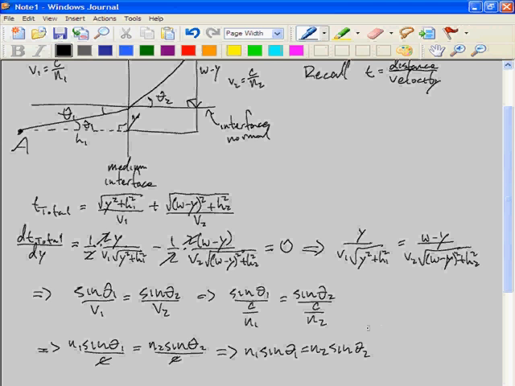And there we have it. Snell's law derived from Fermat's principle.